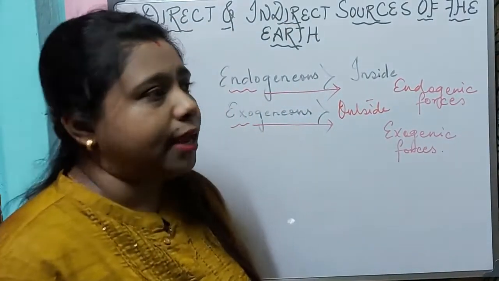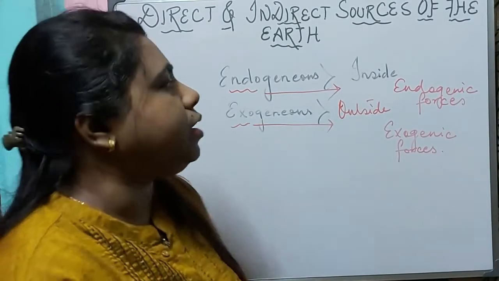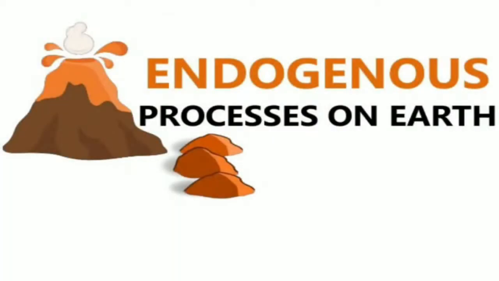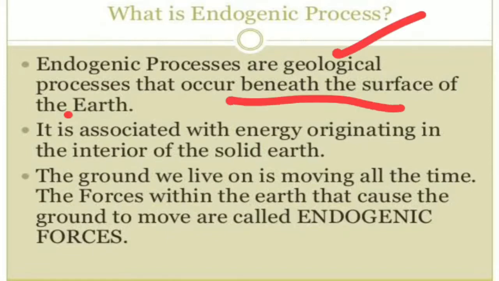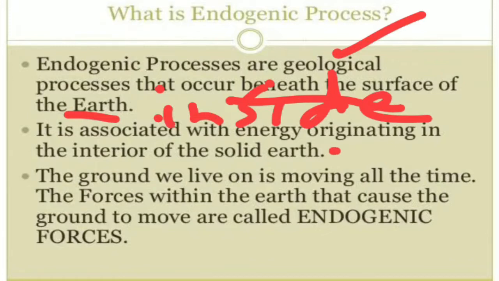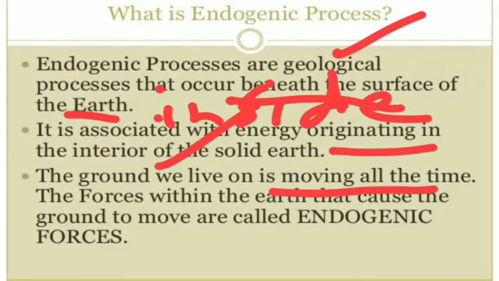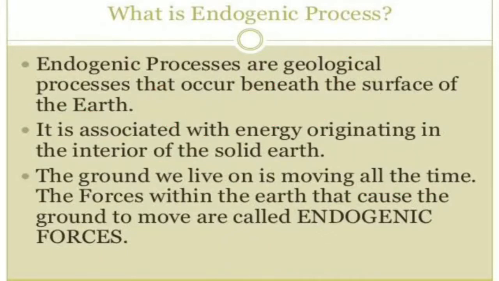So now let us understand about the endogenous and the exogenous processes. The endogenous processes on earth. Now what are endogenic processes? Endogenic processes are geological processes that occur beneath the surface of the earth. That means the processes which occur inside our earth. It is associated with energy originating in the interior of the solid earth. The ground we live on is moving all the time, and the forces within the earth that cause the ground to move are called the endogenic forces.